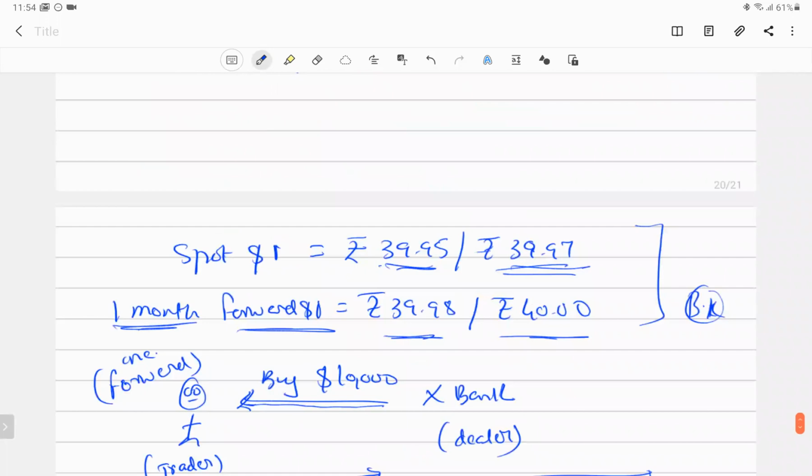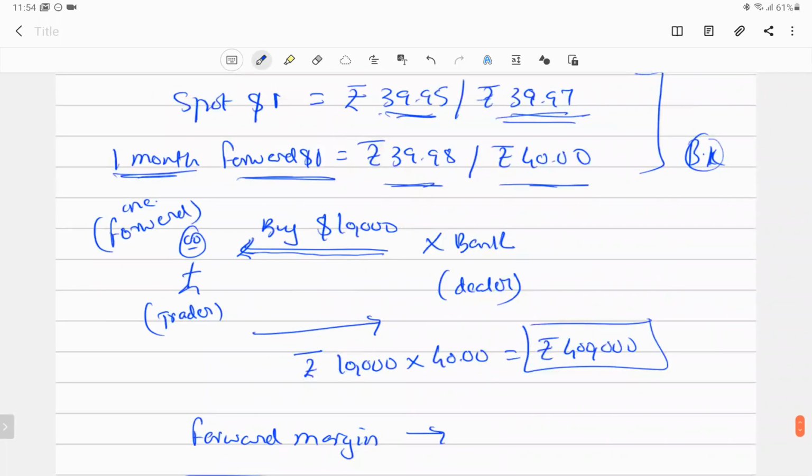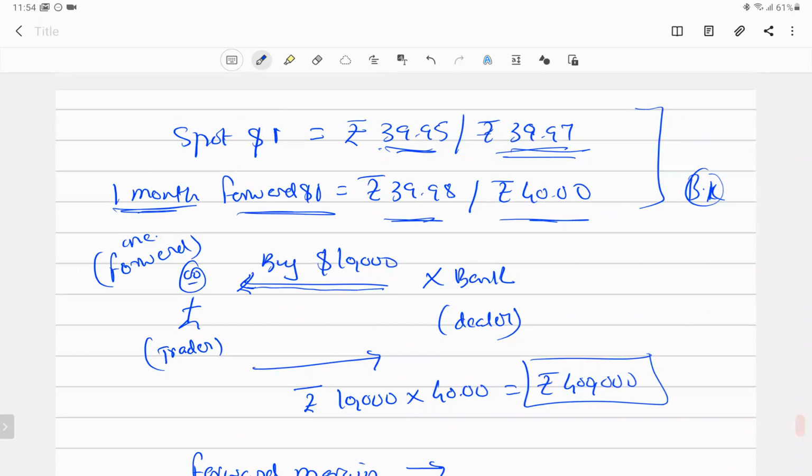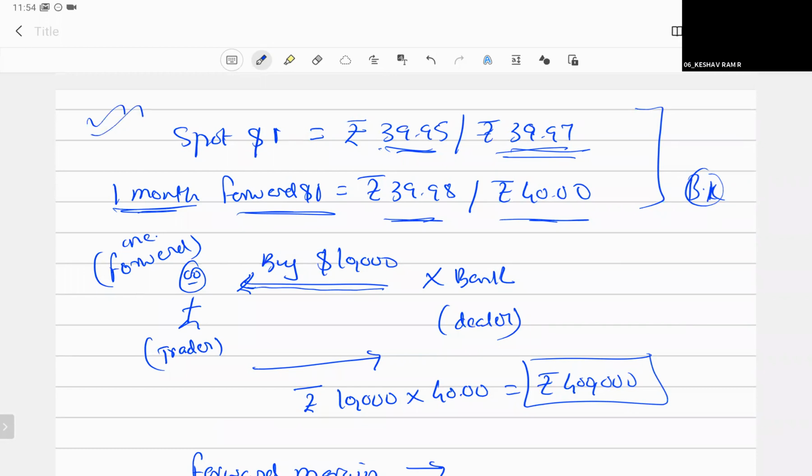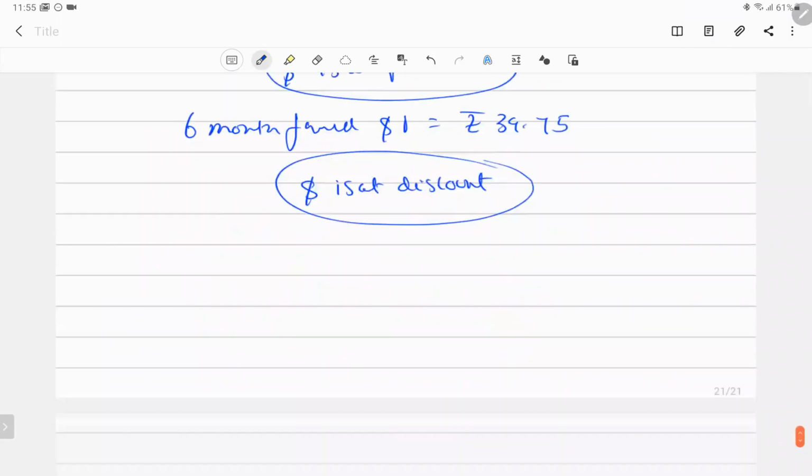So here you can see in this example whether the dollar is cheaper or costlier. It is costlier. It means that the dollar is at premium. Premium, sir. Okay. So this thing you have to interpret like this only.